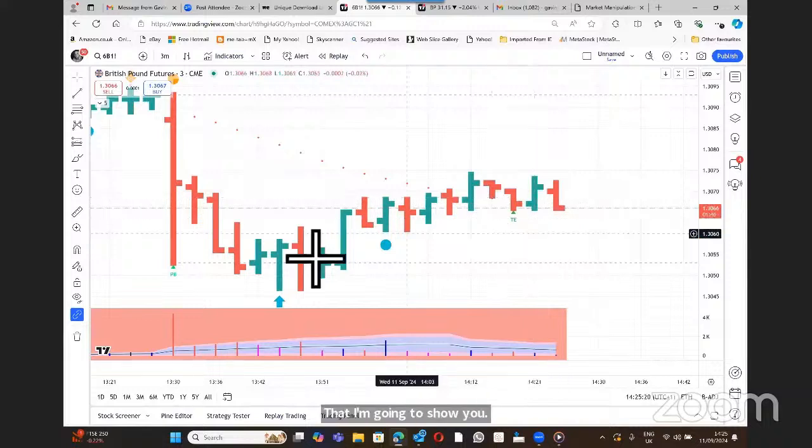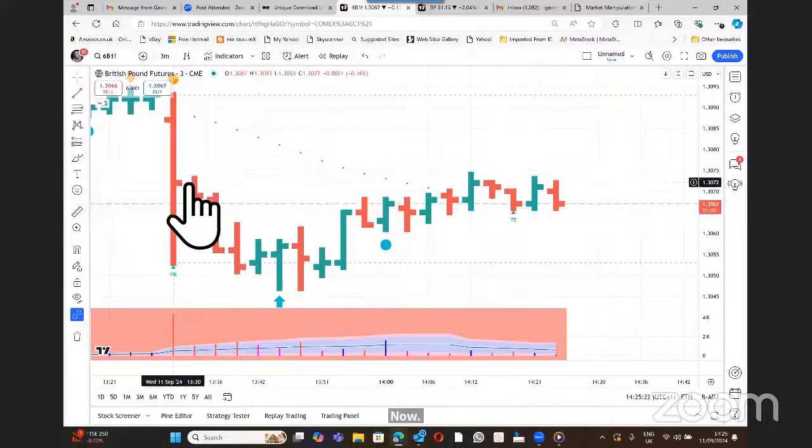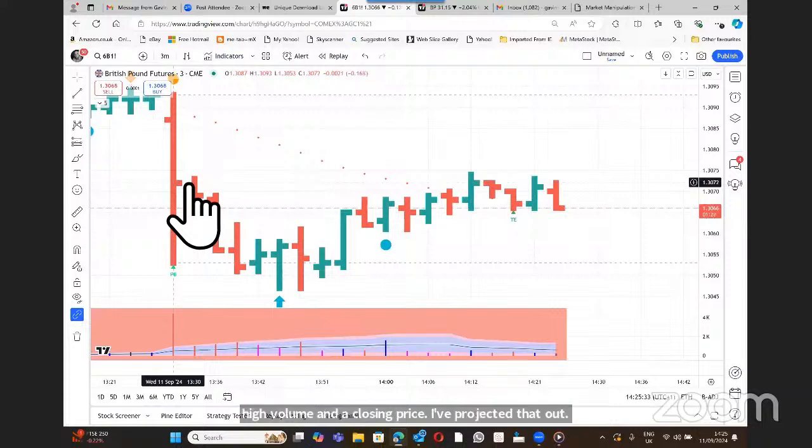Now, this area here, where I've put the high volume and a closing price, I've projected that out. Watch. It's going to fall. There's too much supply there.